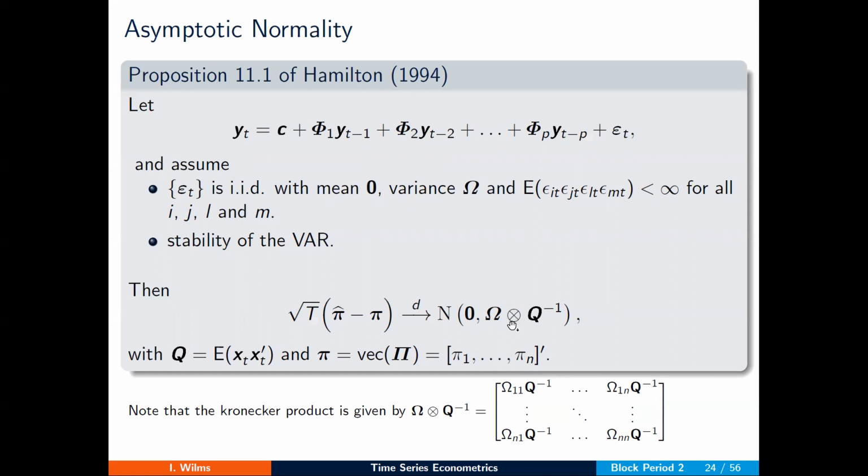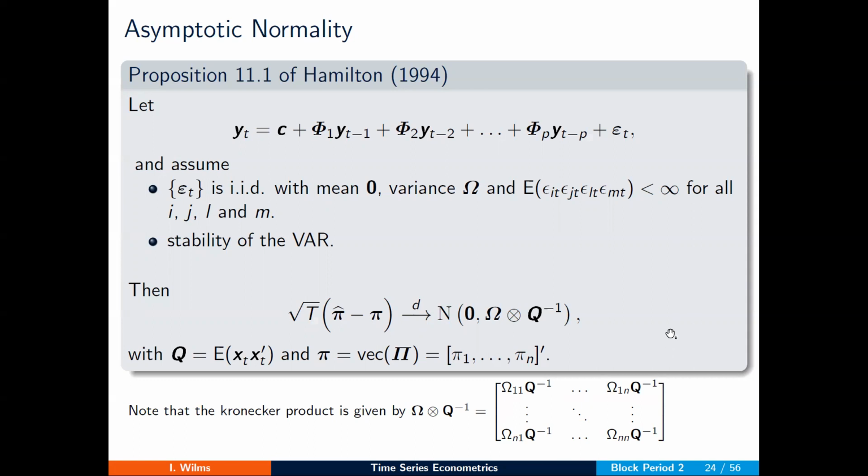So this is the symbol for a Kronecker product. What is a Kronecker product? In essence, you blow up each entry in the first matrix, so in omega over here, with the second matrix, so Q inverse, as shown here at the bottom of the slide.